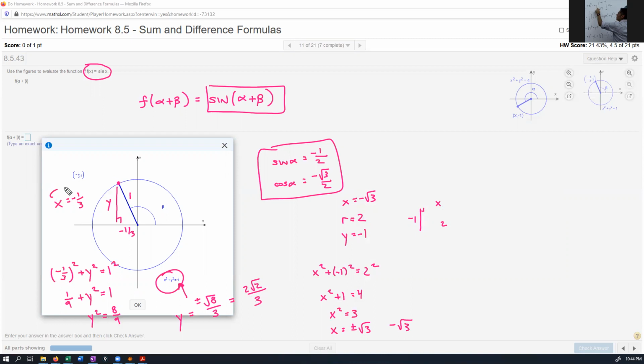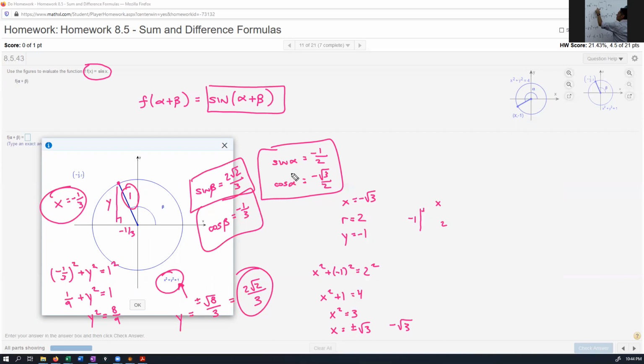So we have everything. We have the x coordinate, we have the y coordinate, we have the radius is 1. So if I want to know what sine of beta is, that should be the y coordinate, 2√2 over 3, but then over the radius, which is 1. So I'm just going to leave it. And then cosine of beta is the x coordinate, which is negative 1/3 over the radius, again over 1, but I don't need that because anything over 1 is itself. So I have everything I need to know about sine and cosine of alpha and everything about beta. So I should be able to just use the sum formula here.